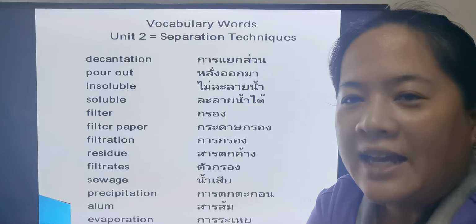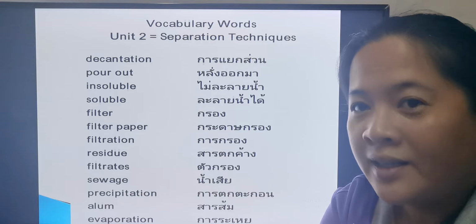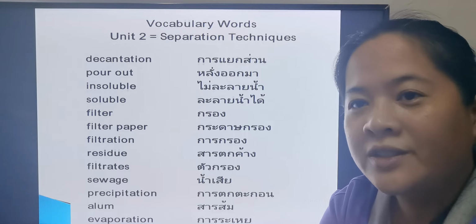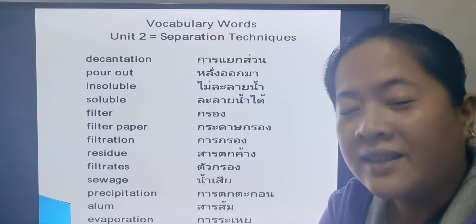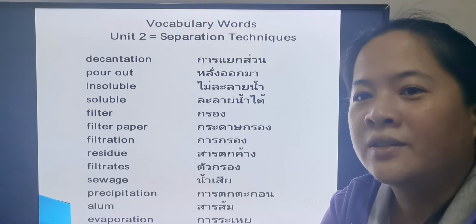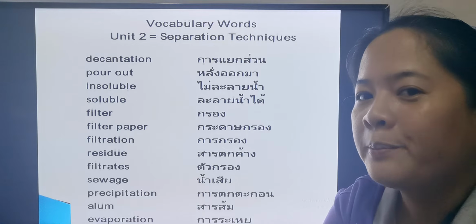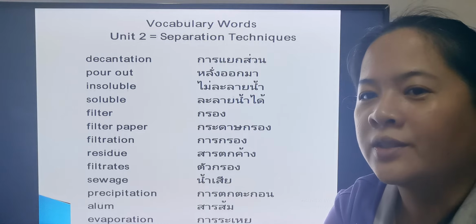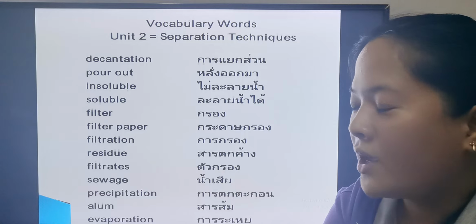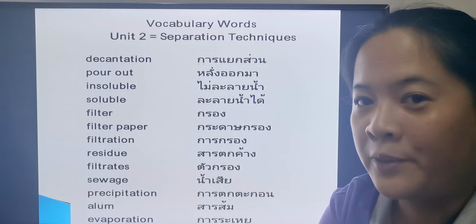Yesterday we started our lesson about separating insoluble solids from a liquid. So let's review the vocabulary that you have to understand. We have decantation, pour out, insoluble, soluble, filter, filter paper, filtration, residue, filtrates, sewage, precipitation, alum, and evaporation.